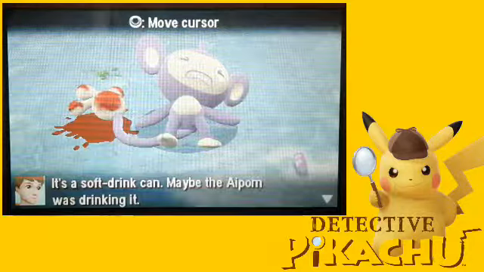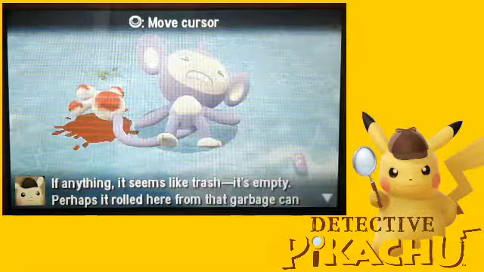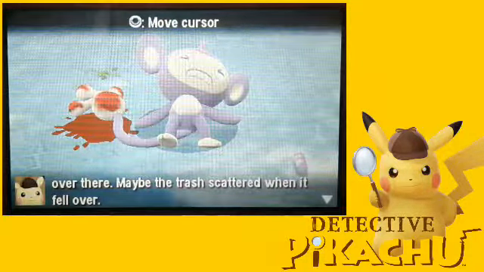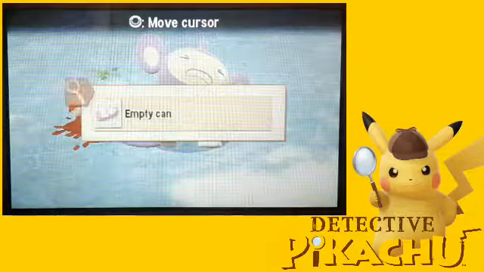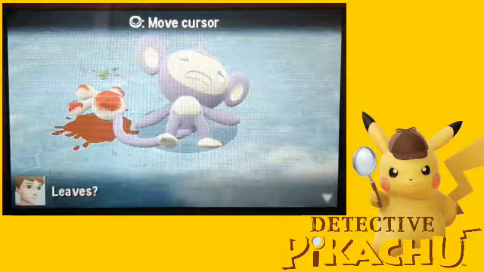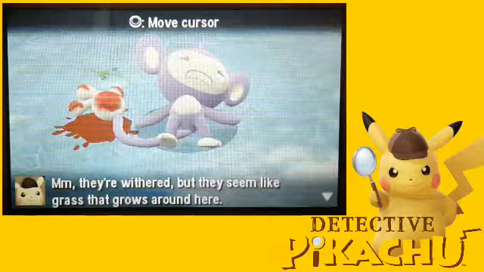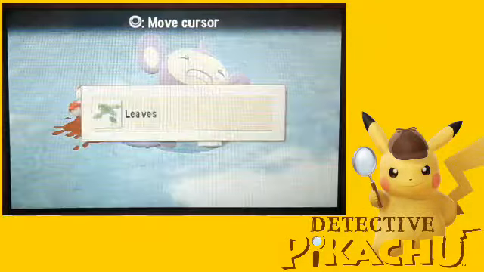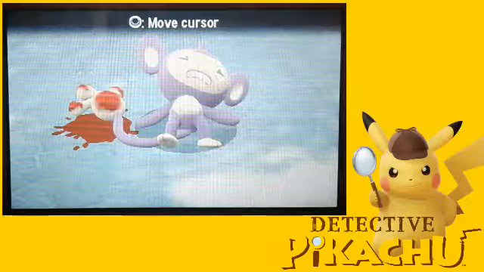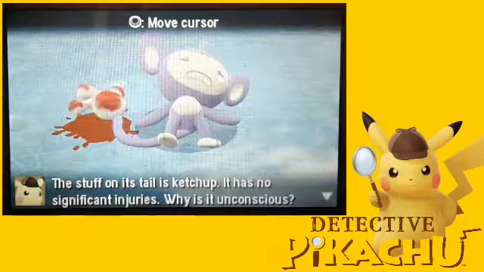It's a soft drink. Maybe Apom was drinking it. If anything, it seems like the trash is empty. Perhaps it rolled here from the garbage can over there. Maybe the trash scattered when it fell over. Okay. The withered ones seem like the grass that grows around here. The cell phone's tail is ketchup.